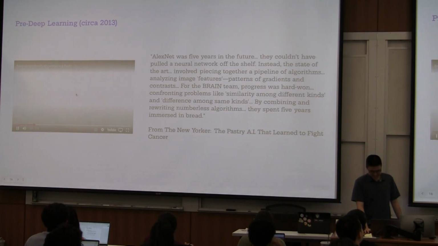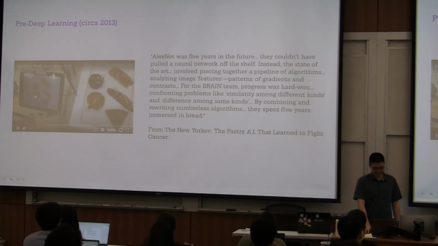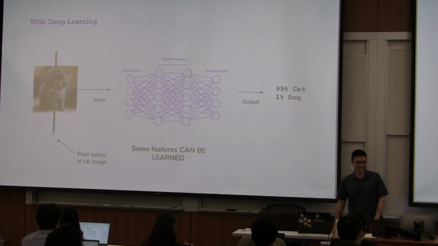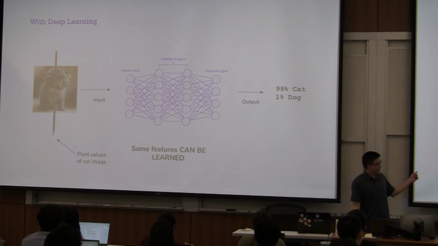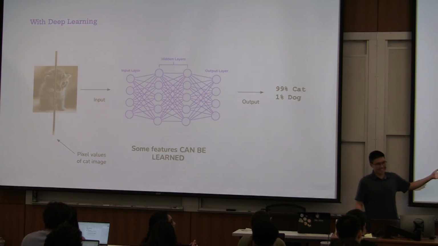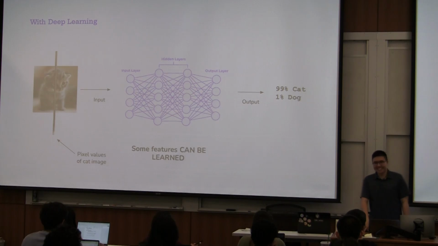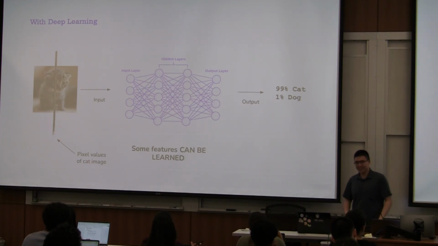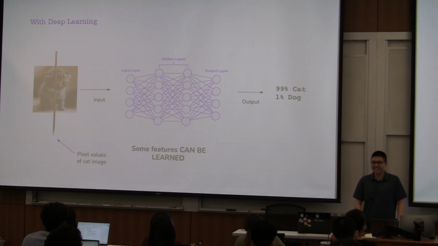And after deep learning, I believe things have gotten a lot easier. We can just give it a bunch of data, and it learns by itself and outputs what we want. So this is why deep learning is powerful, and this is why we use it all the time these days.